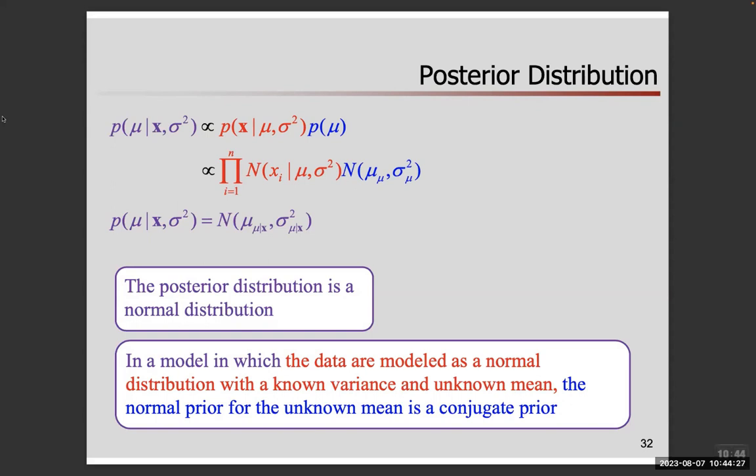So in this situation where data are normally distributed with unknown mean and known variance, the prior distribution for that unknown mean was a normal prior distribution. It turns out the posterior is also a normal distribution. This is what's known as having a conjugate prior relationship. The normal prior is of such a form that it yields a normal posterior.